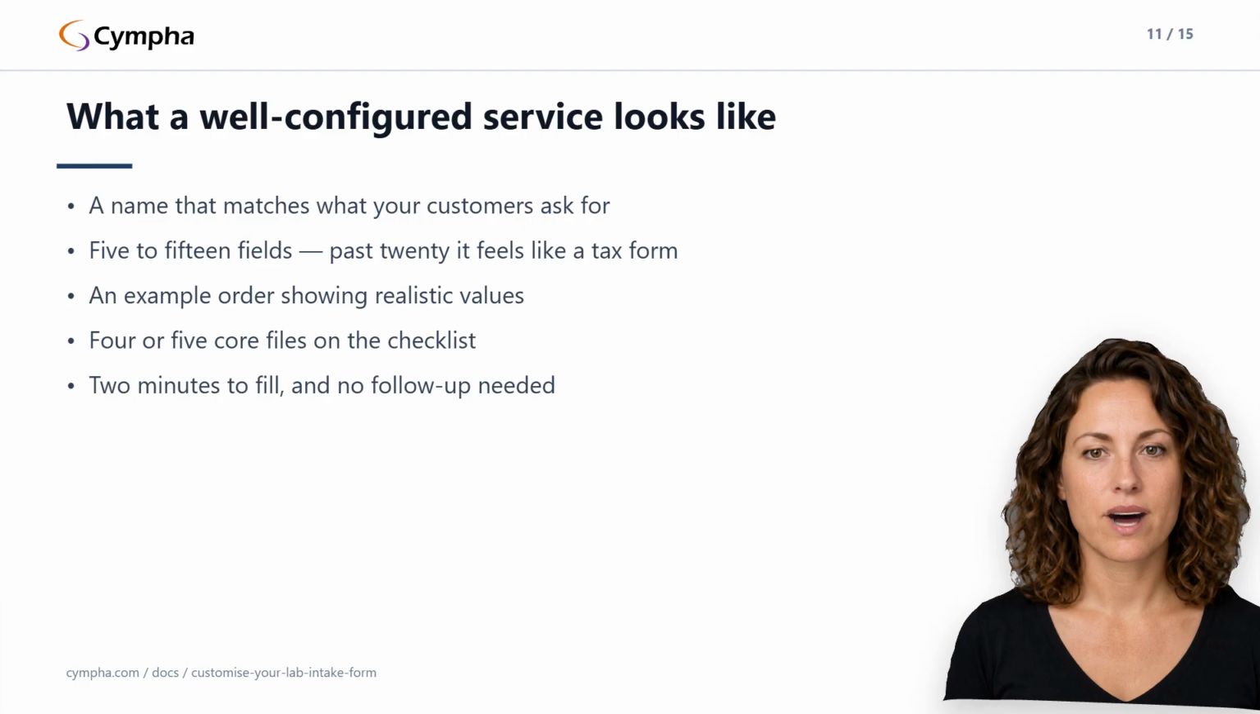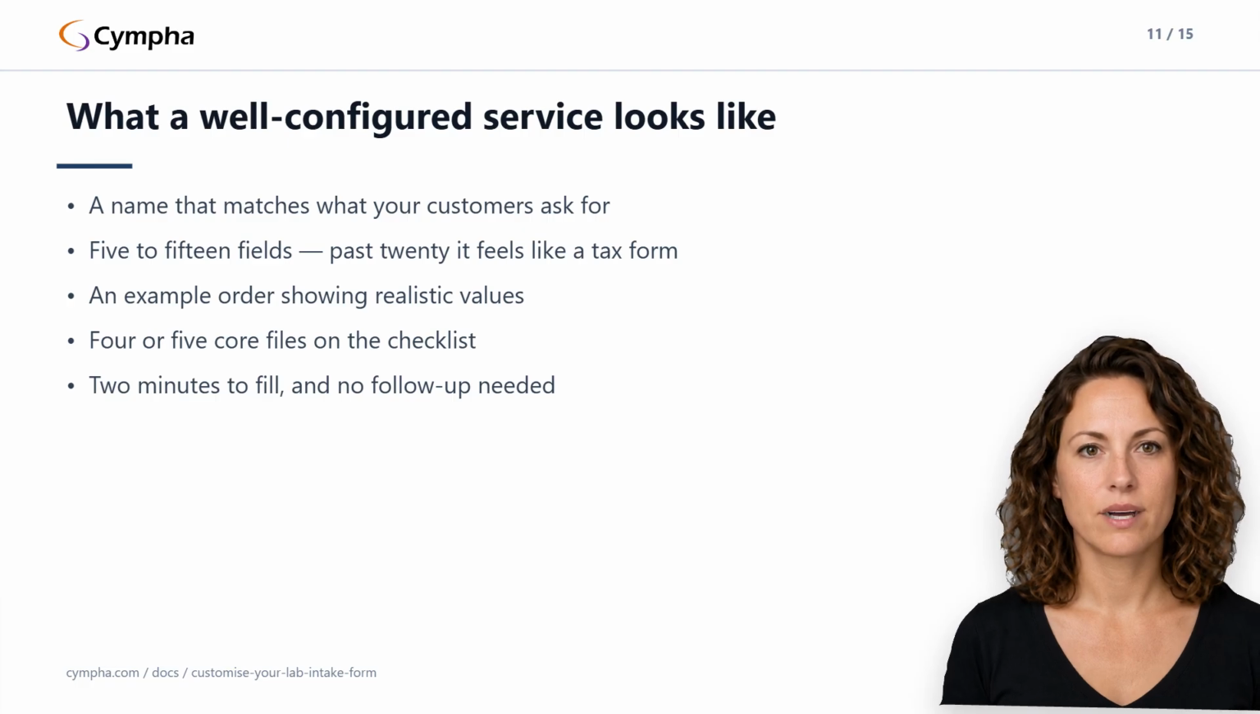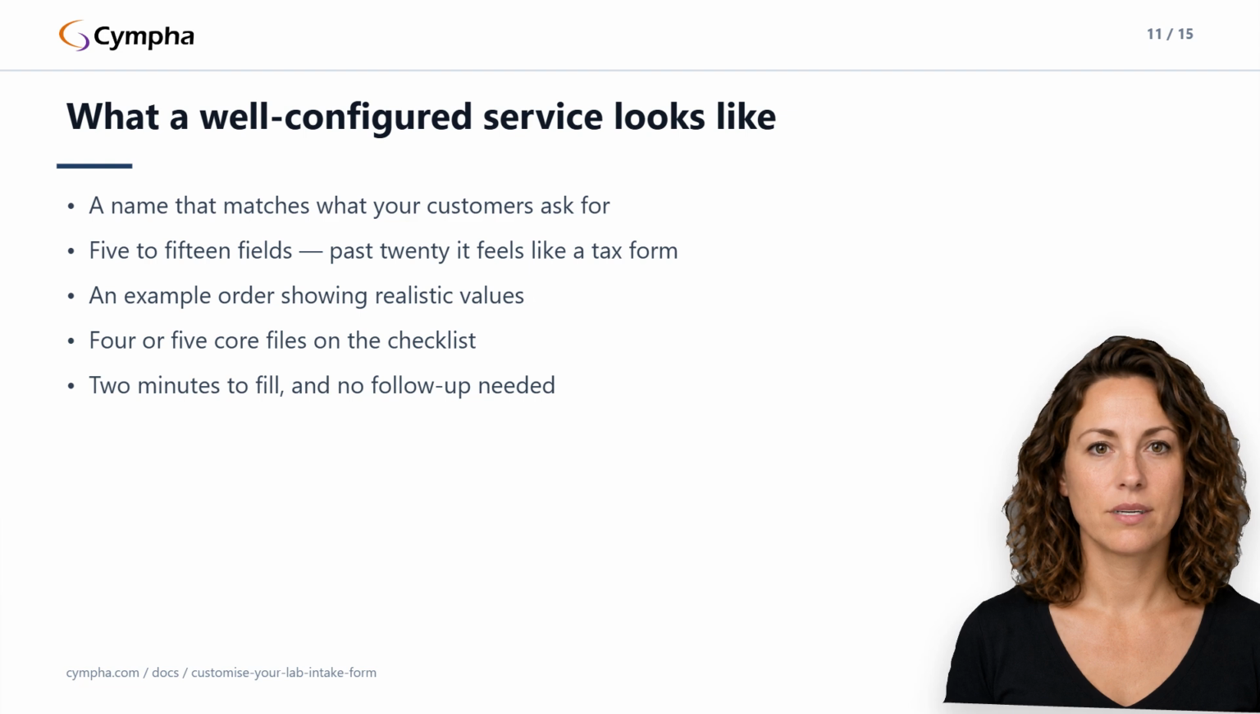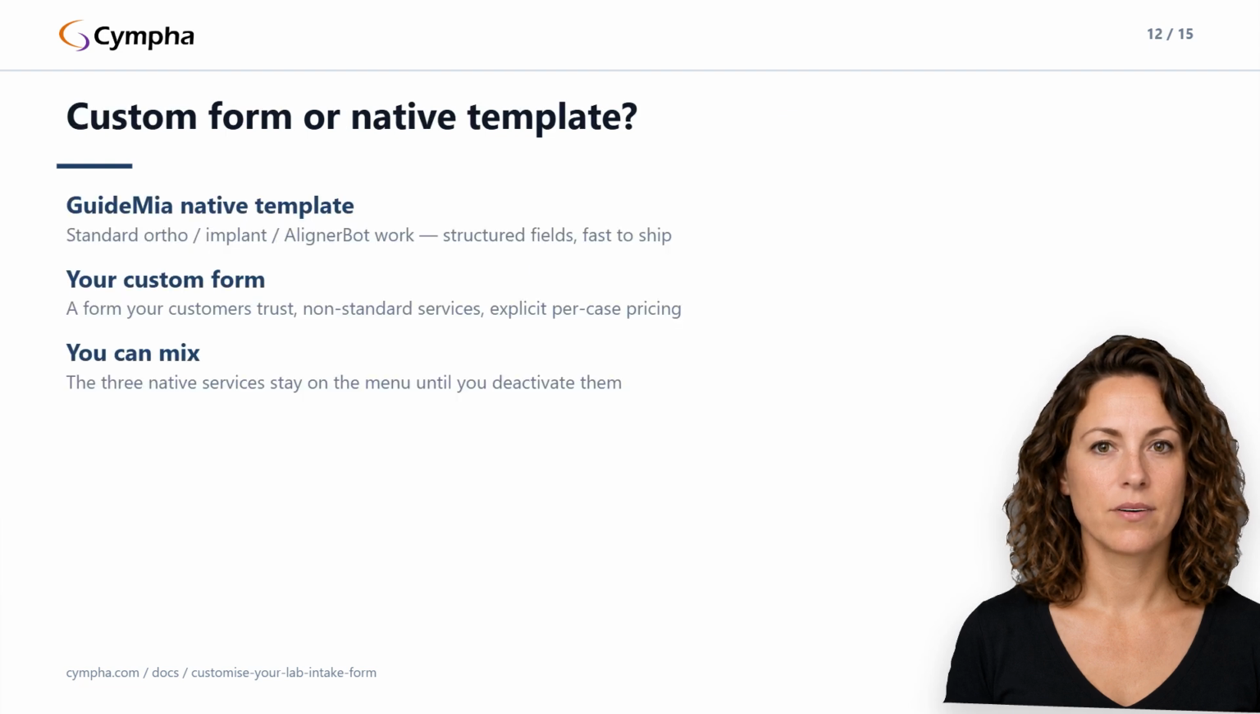It has a suggested files checklist carrying the 4 or 5 core files your designers genuinely need. And the test that ties all of those together: the clinician fills it in 2 minutes flat and uploads files your designers can work from without a single follow-up message. If your first service misses that mark, the fix is almost always fewer fields and a better example order, not more instructions. So when do you use which?